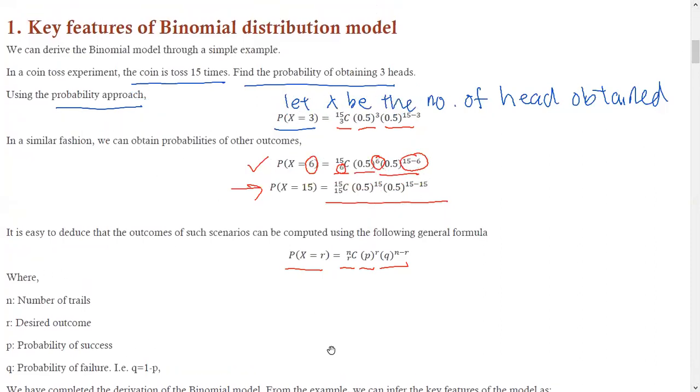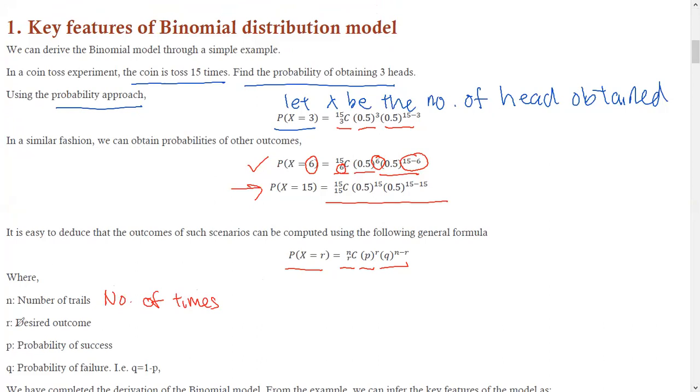Okay, what we have here is n. n in this case represents the number of trials, meaning the number of times we do the experiment. So in this case, we are going to do the experiment 15 times, so n is equal to 15.